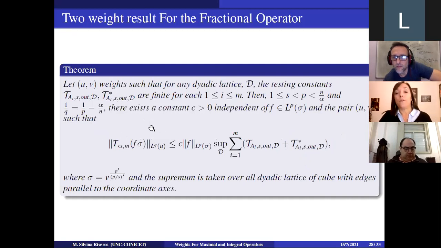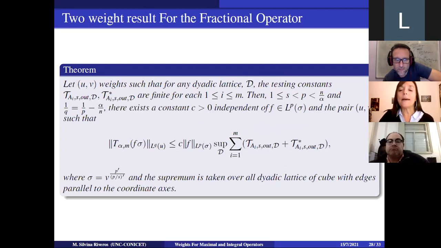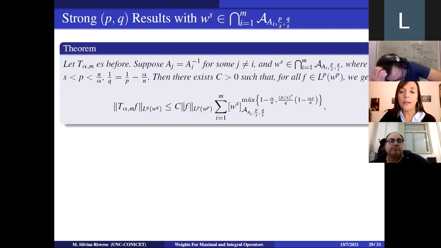So for the operator, we have the following theorem. If we have a pair of weights such that for any dyadic lattice D, the testing conditions are finite, then we have the bound of the pair of weights U, sigma. And here we had to ask for every dyadic lattice. It's kind of strong, but it will be useful.